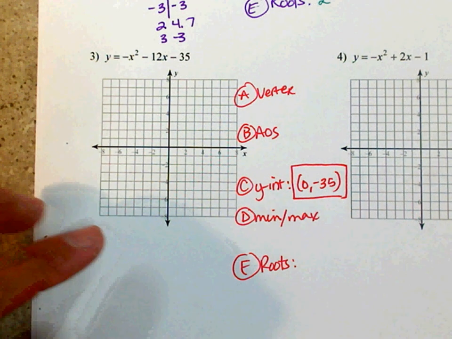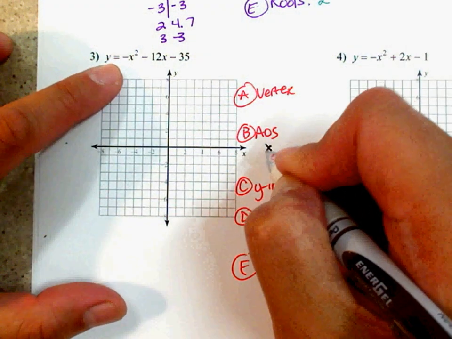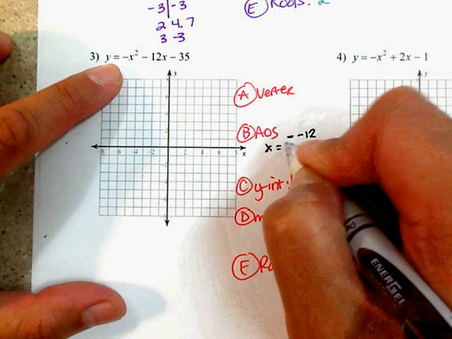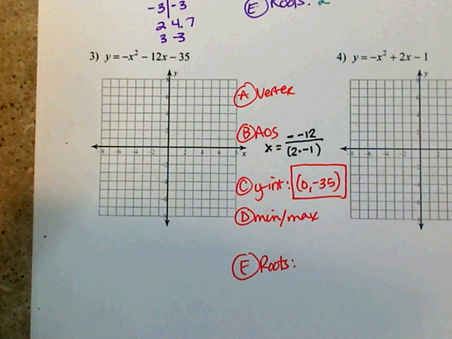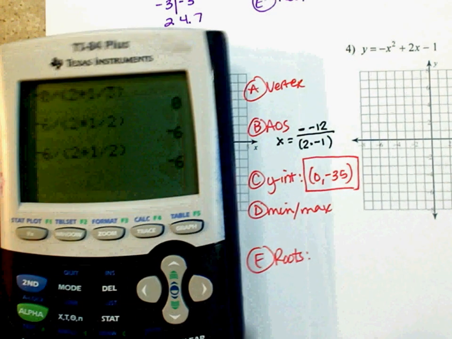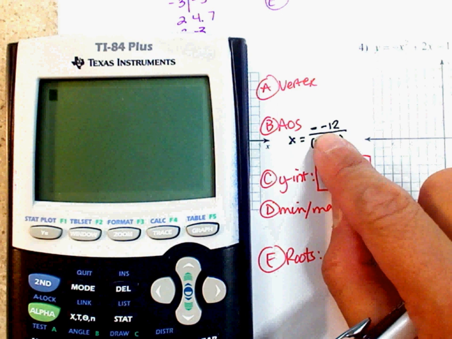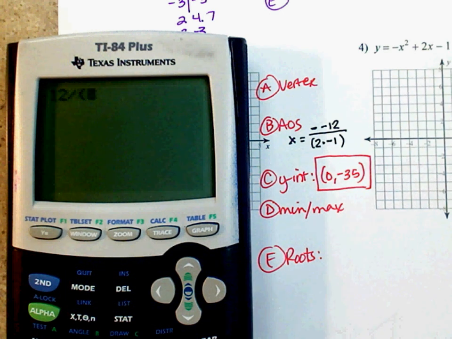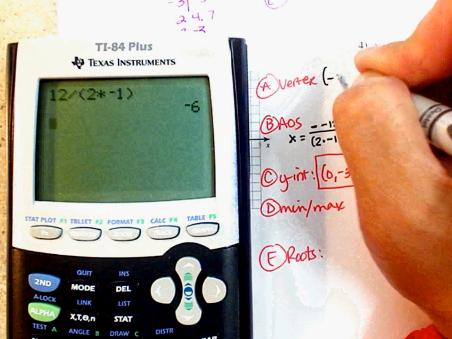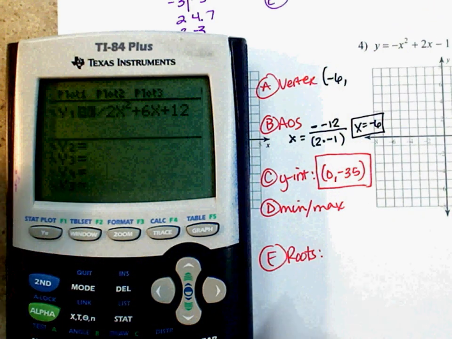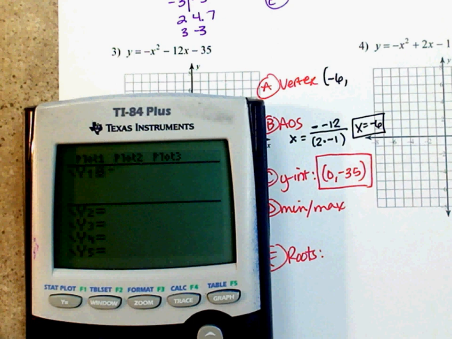So, let's do black. Axis of symmetry. X equals negative 12, negative 12, over 2 times negative 1. All right, make sure I type this in correctly. Second, quit. Get you out of that. Let me clear. A negative becomes a positive. So I'm going to put 12 divided by 2 times negative 1. Comes out to be negative 6. Okay, so your vertex is negative 6. Go to your table. Let's type that: negative x squared, minus 12x minus 35. Hit graph.